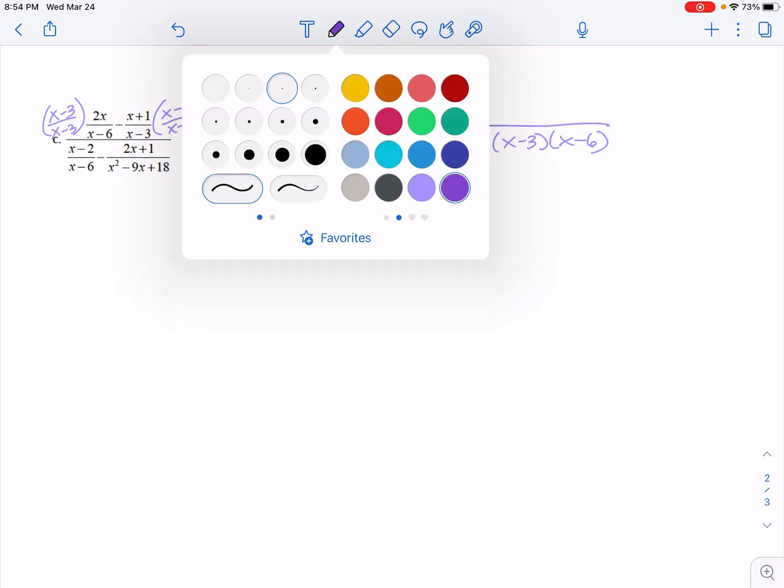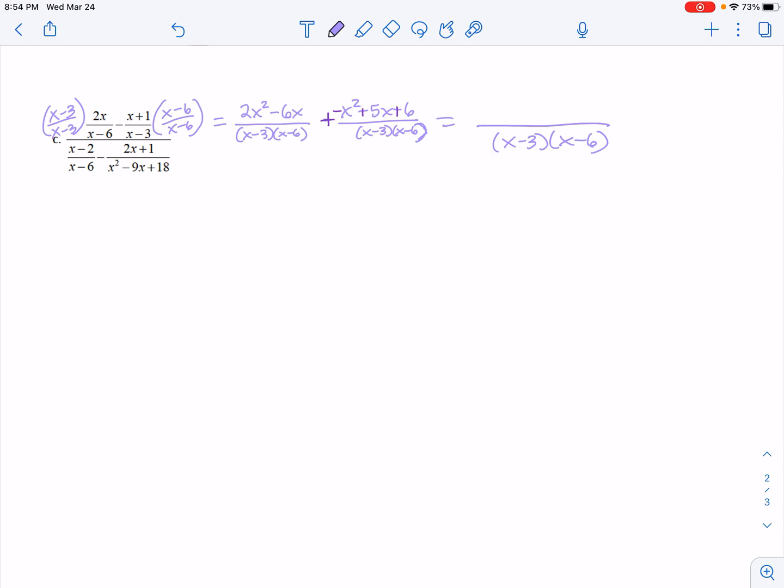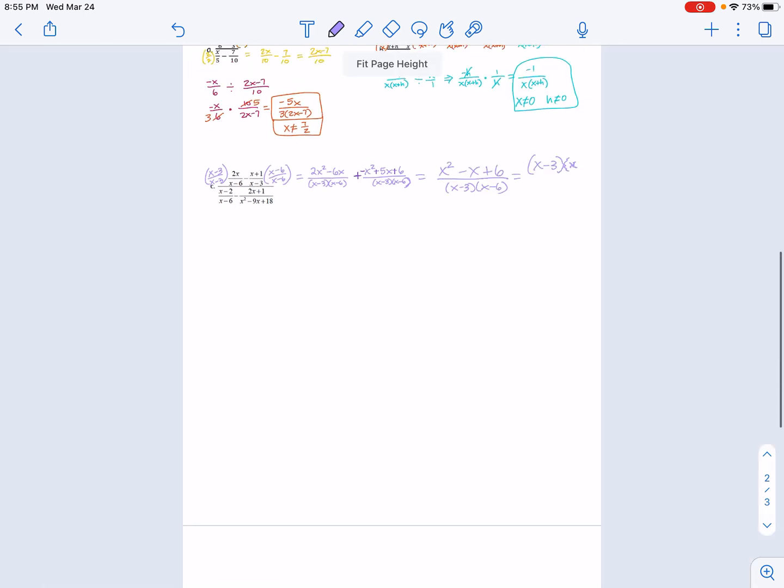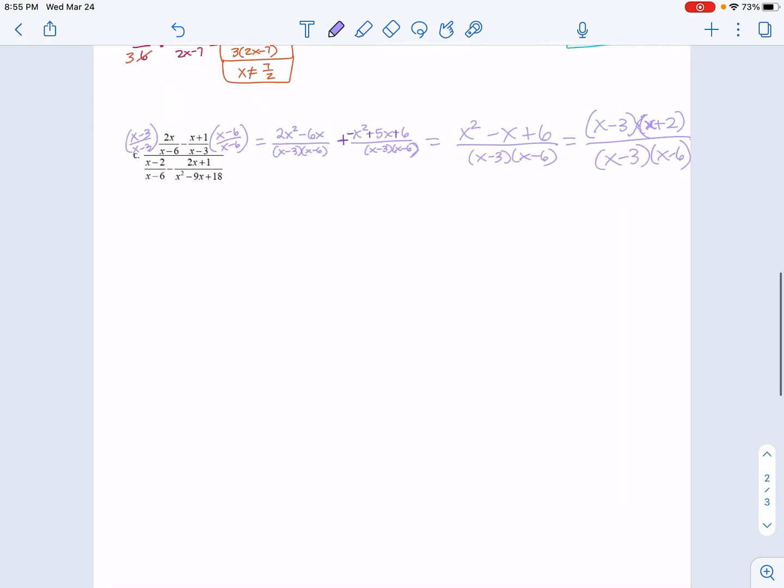So my new numerator is going to be 2x squared minus x squared is just x squared. Negative 6x plus 5x is negative x. And then I have my plus 6. And then I'm going to go ahead and factor that, because what are factors of 6 that add up to negative 1? And that would be a negative 3 and a positive 2. So x minus 3 and then x plus 2 over x minus 3, x minus 6. I don't want to cancel anything out just yet.